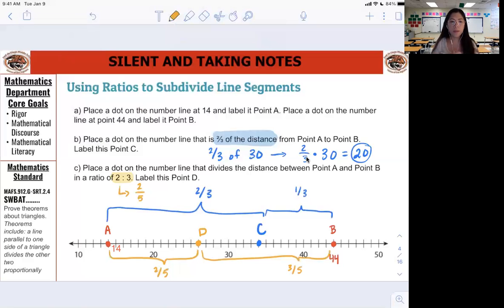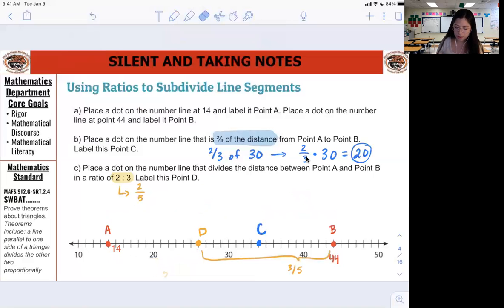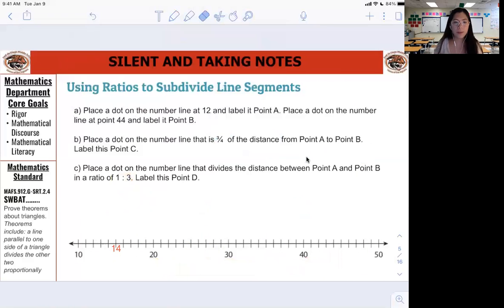Okay, so what we just did is we literally subdivided, we cut that line segment into different portions based on the fractions they were telling us to use. So we're going to do this again with different numbers. Let's take a look at the next example. It's pretty much the same exact thing, just with different numbers. I want you guys to take a look at it, and let's go ahead and do it together again.